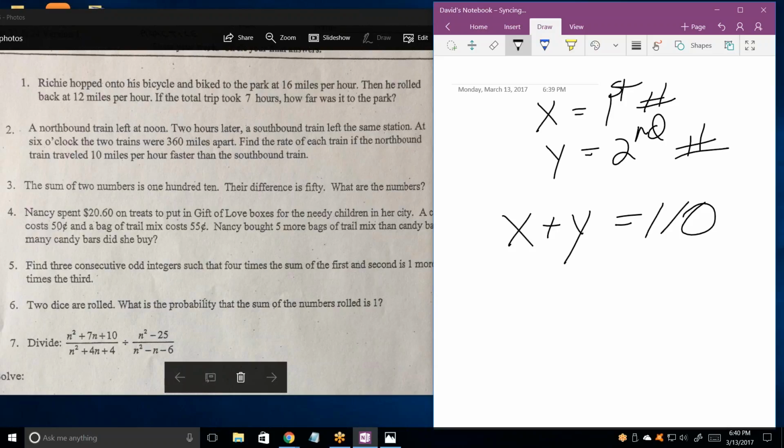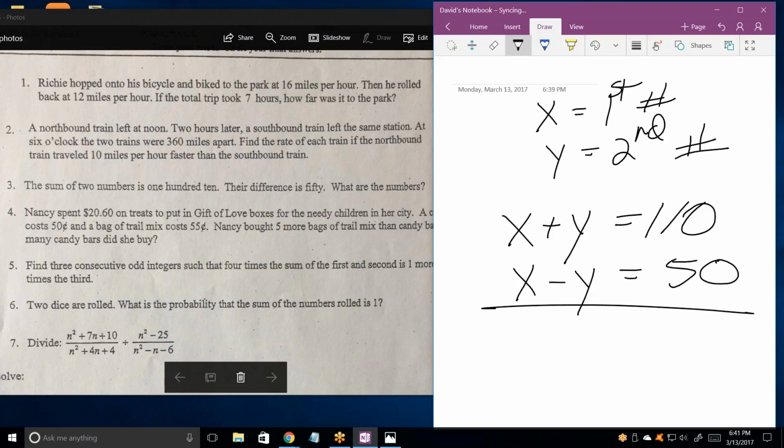X minus Y equals 50. Well, we don't know which one is bigger, so I can say X minus Y equals 50, or Y minus X. It's not going to matter. We're going to find our two numbers. Now we have a system of equations. What's the best way to solve that system? Substitution? Now, when you've got both equations in standard format, elimination's always the best way.